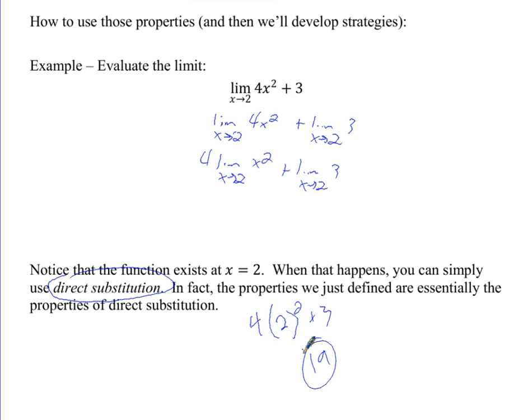You're not always going to be able to direct substitute. So being able to use these properties is an important skill. But in this case, we could, so we did. And we get to the answer much faster.